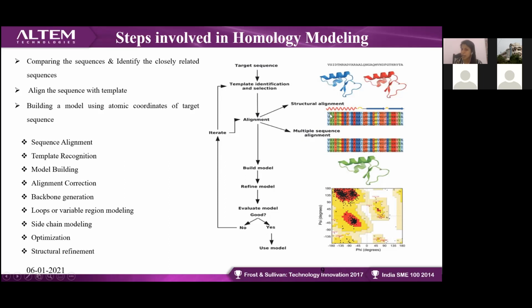Once you have aligned your structure, based on the structural alignment, you might have studied protein structures, I mean, alpha and beta helix and all. So based on the structural alignment, you will align your structure, or else you can go for multiple sequence alignment. Once this alignment has been done, you can build your model, then refine your model and evaluate your model. If it is a good model, you can go for it and use that model for particular approaches.